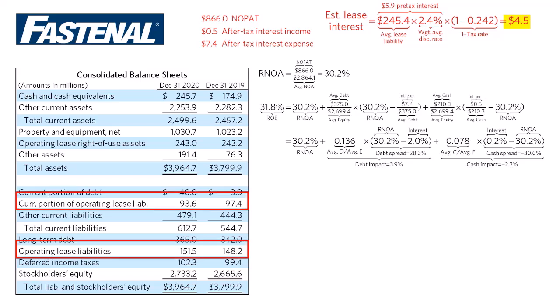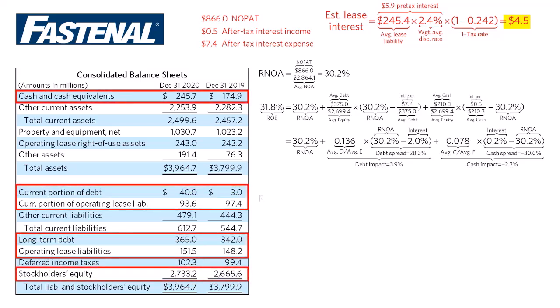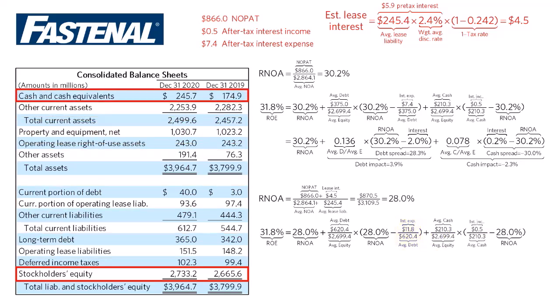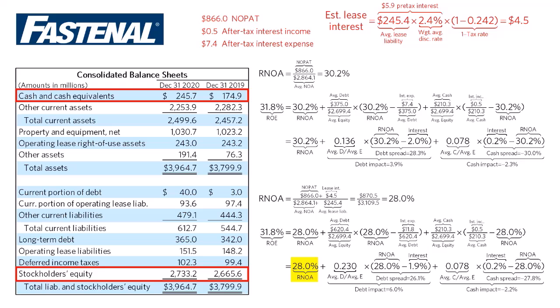We add the $4.5 million to NOPAT and add the operating lease liabilities to net capital to get a revised RNOA of 28%. This is the first building block of our ROE decomposition. We add the operating lease liabilities to debt to get a revised debt-to-equity ratio and a revised interest rate. The impact of cash will be similar to the unadjusted numbers, except that the revised RNOA will change the spread. Putting the pieces together, we see that RNOA is 28%, which reflects the performance of Fastenal's operations.